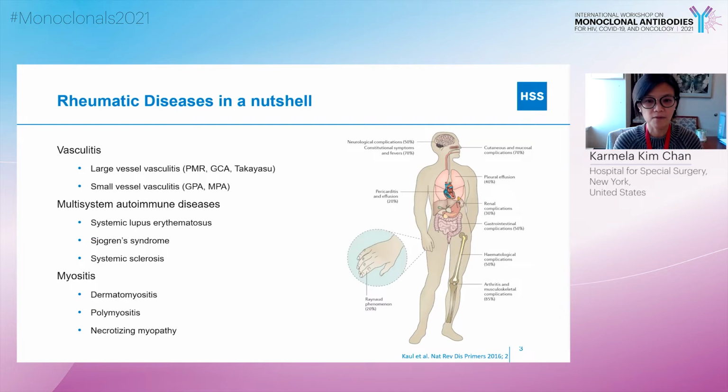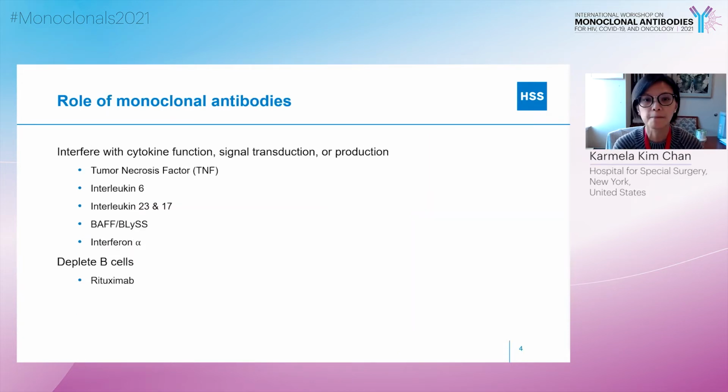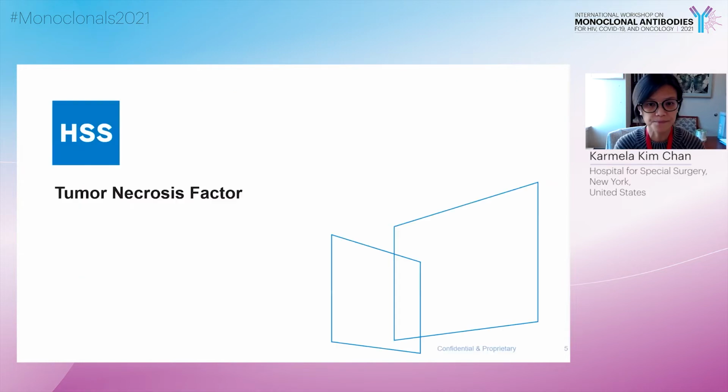The multi-system autoimmune conditions involve multiple organs, as demonstrated by this illustration of SLE. They are defined by the presence of autoantibodies. As such, depleting B cells has been widely used off-label, though the mechanism by which this works is not explained solely by antibody reduction. Similarly, the inflammatory myopathies are often typified by the presence of autoantibodies, so treatment with rituximab is also widely used off-label. Broadly speaking, the role of monoclonal antibodies in rheumatic disease is to either interfere with cytokine function, such as with the cytokines listed here, or to deplete B cells.